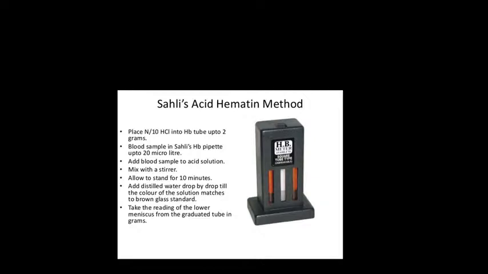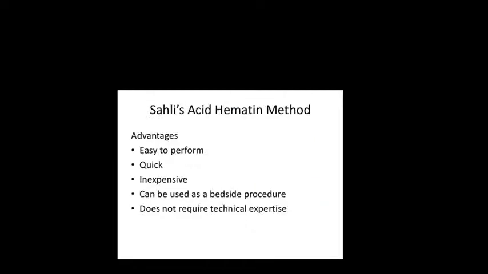Then mix it with the stirrer. Allow it to stand for 8 to 10 minutes. And add distilled water drop by drop till the color of the solution matches with that of the standard tube. That's the standard tubes onto the sides. Take the reading of the lower meniscus from the graduated tube in grams.